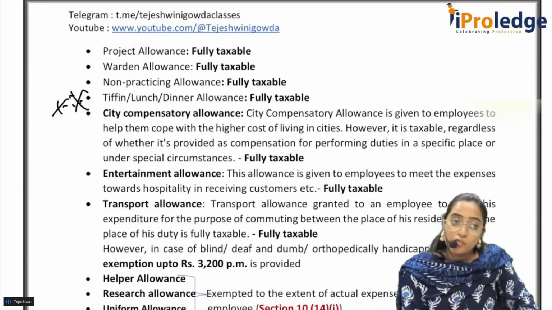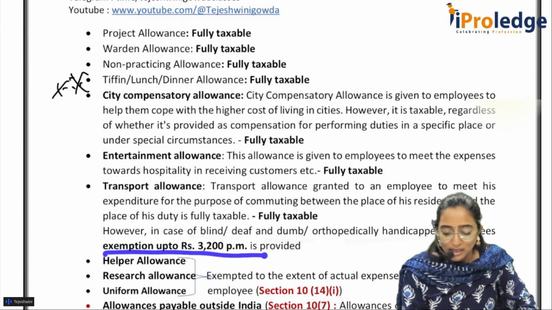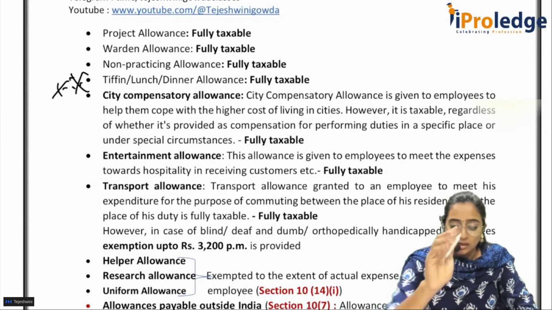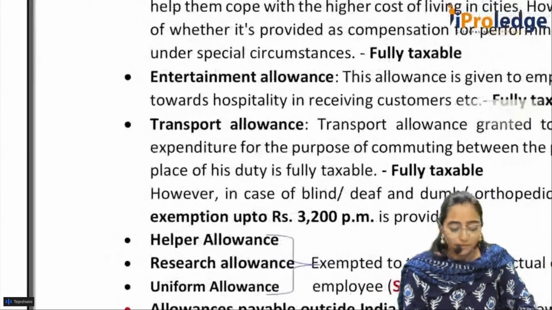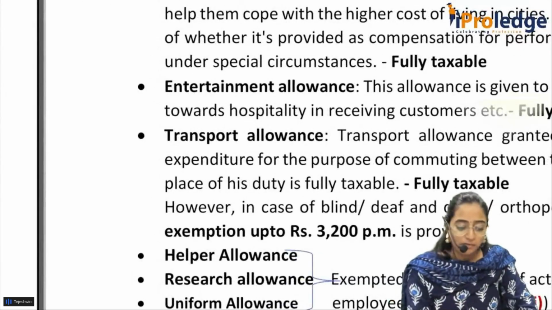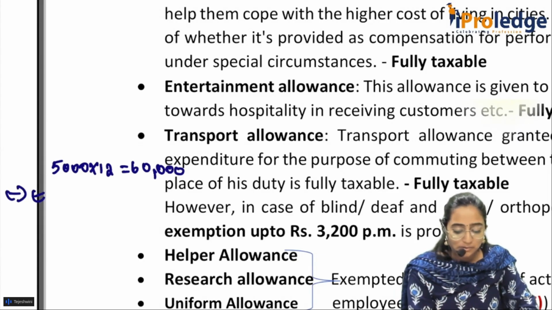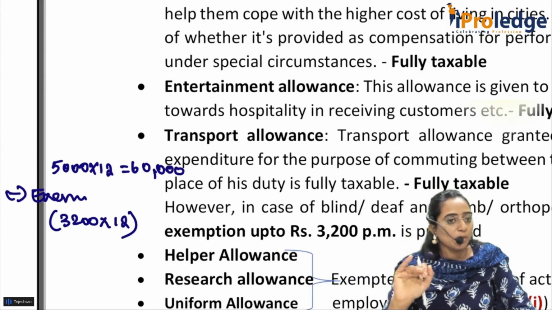Transport allowance is going to be fully taxable in case of the general category. But in case of blind, deaf, dumb, and some handicapped people, it is exempted up to 3,200 per month. If I am speaking about exemption here, try to understand what it means. Suppose the transport allowance given to you is 5,000 rupees per month. 5,000 into 12 is 60,000. Whatever you have received is 60,000, minus the exemption, which is 3,200 per month multiplied by 12 months. Exemption is up to 3,200, so you can take a maximum of 3,200 here.